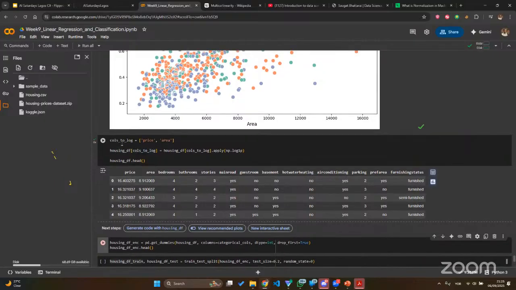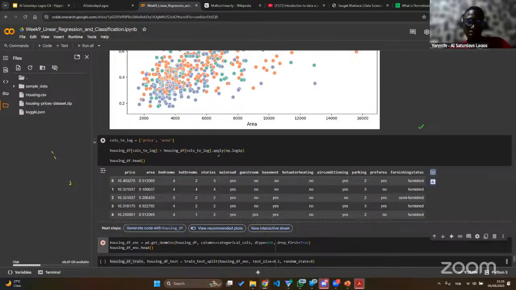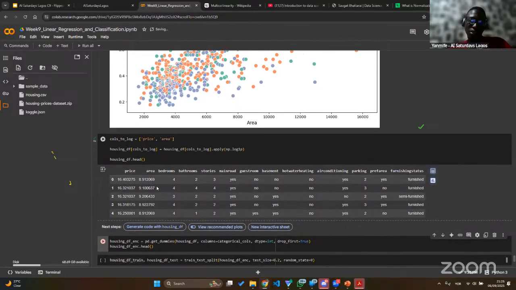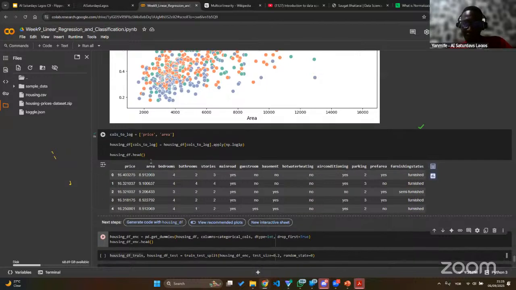Now look at this particular cell. This is the cell where we apply log transformation. I only want to perform log transformation on two columns, price and area. So I convert those columns, and then I perform the log transformation.